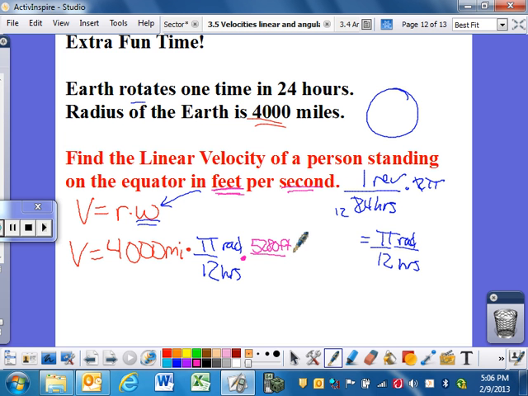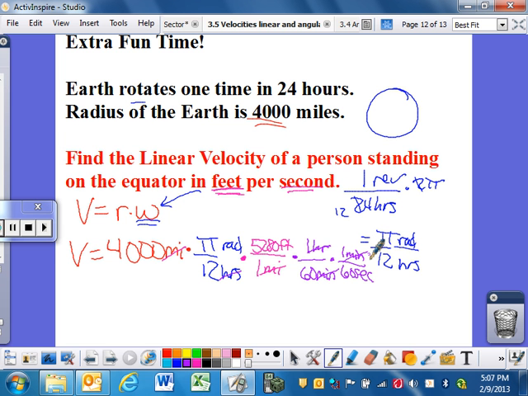5,280 feet in 1 mile. Why is that important? Now my miles cancel. So I have feet on top. But I need to get seconds on the bottom. Okay, I have hours right now. So I need to have 1 hour on top, but that's like 60 minutes. So that way my hours cancel. But I don't want feet per minute, I want feet per second. So now I need 60 seconds on the bottom and 1 minute on top, so the minutes cancel.